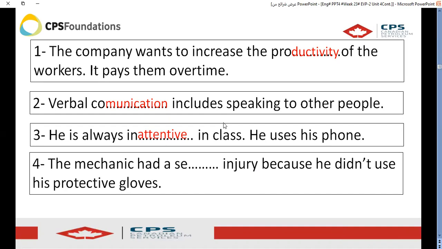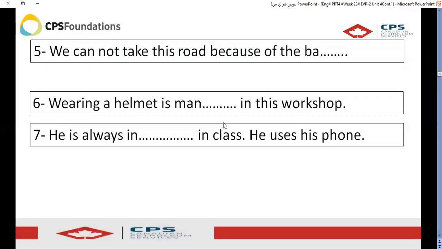The mechanic had a serious injury because he didn't use his protective gloves. A serious injury. Very good. Number 5, we cannot take this road because of the barriers. Great, barriers. Wearing a helmet is mandatory in this workshop. Important, necessary. Okay.